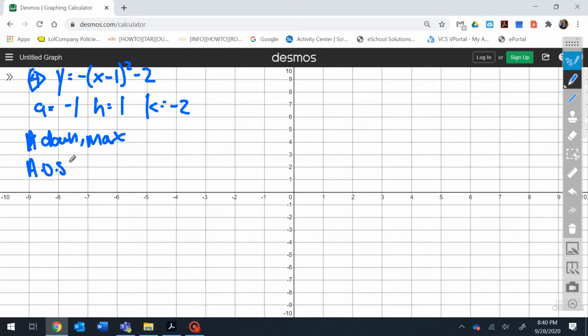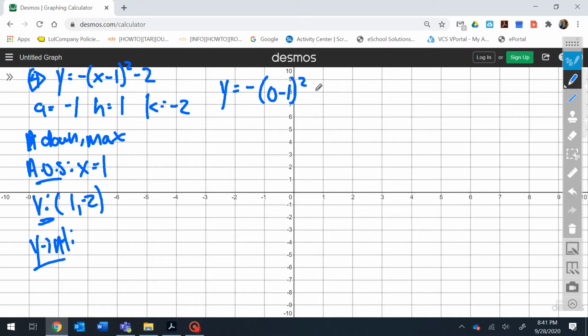The axis of symmetry is x equals h, so x equals 1. The vertex is just h comma k, so 1 comma negative 2. And the y-intercept, of course, to find the y-intercept in vertex form, we plug in 0. So I have y is equal to negative 0 minus 1 squared minus 2. So negative 1 squared minus 2.